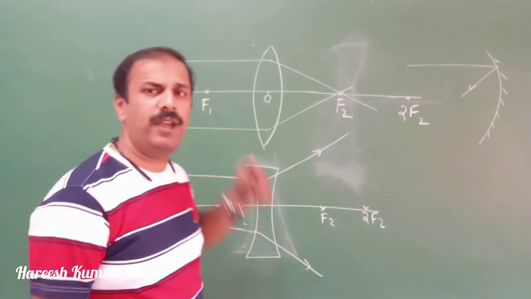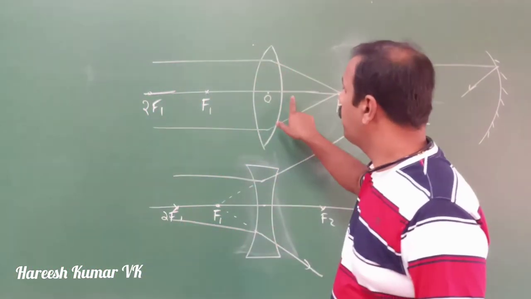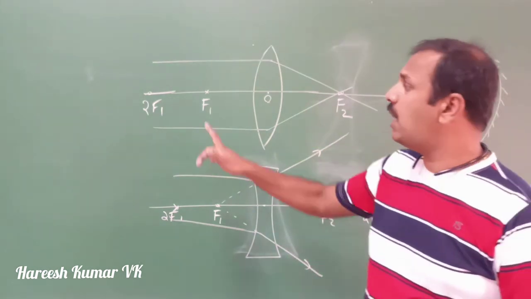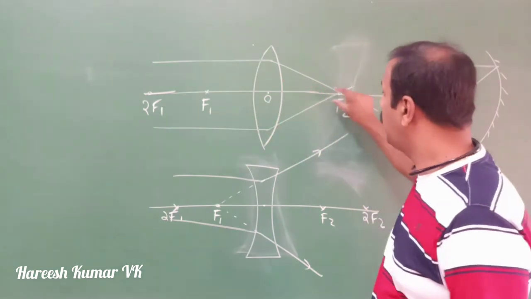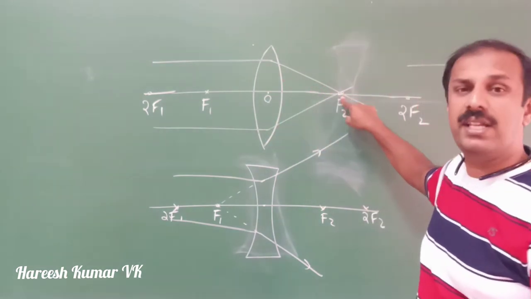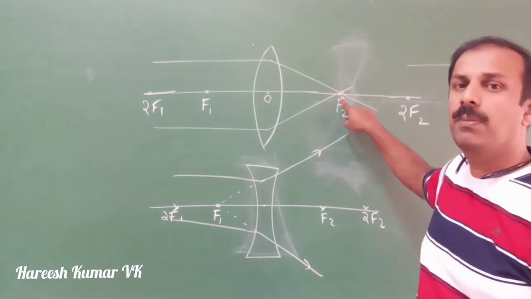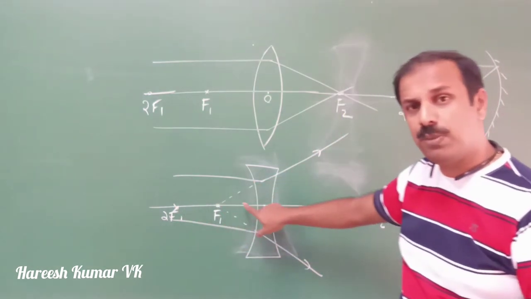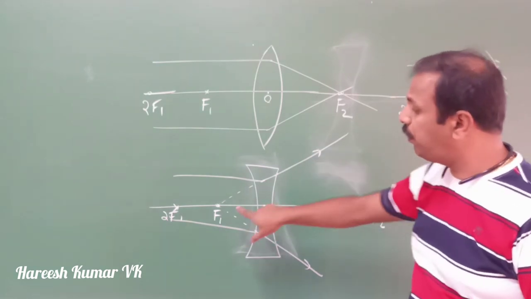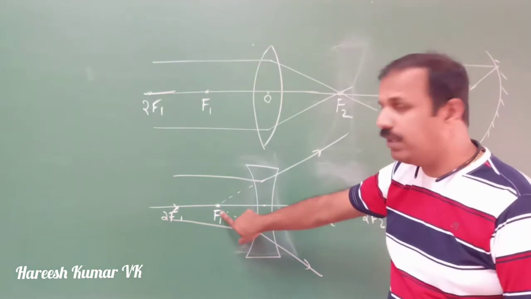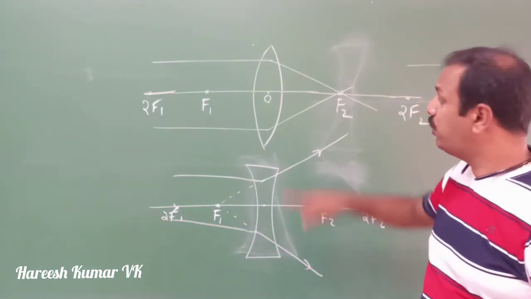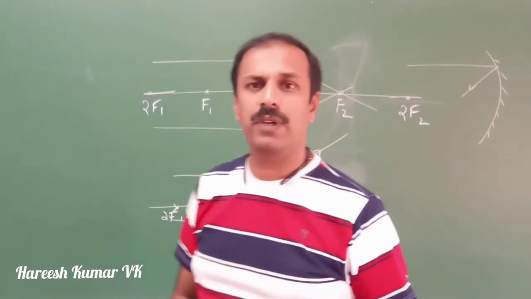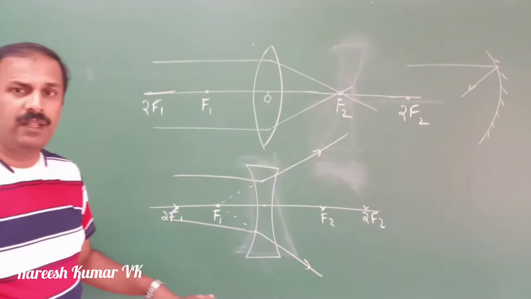So how can we define the principal focus for a convex lens? The rays coming parallel to the principal axis will converge to a point on the principal axis. That point is called the principal focus. Here how can we define it? The rays coming parallel to the principal axis will diverge from a point on the principal axis. That point is called the principal focus. So this is a converging lens and this is a diverging lens. I think you understood the difference between these two types of lens.